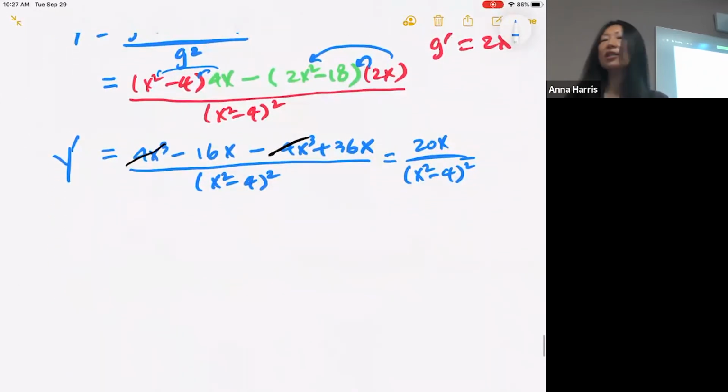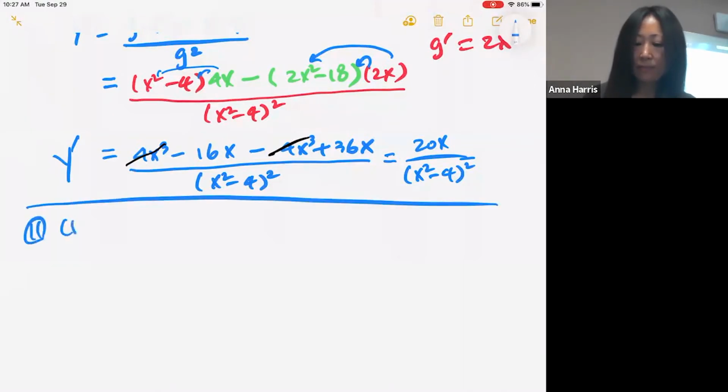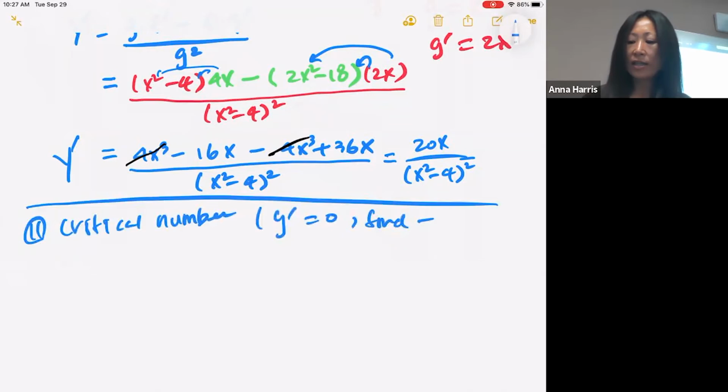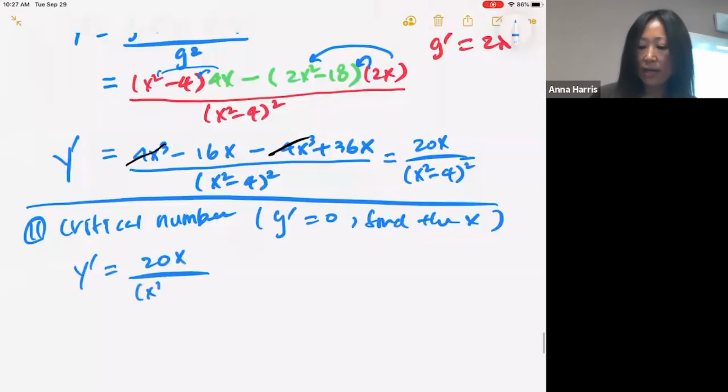So the first derivative gives me what? My critical number, right? I can set this equal to zero to find the critical number. So I'm going to do number 11. To find the critical number, what do we do? Critical number means y prime equal to 0, and then what do you do? Solve for x, right? So I have y prime is equal to 20x, everything over (x squared minus 4) to the square. I'm going to set it equal to what? 0.